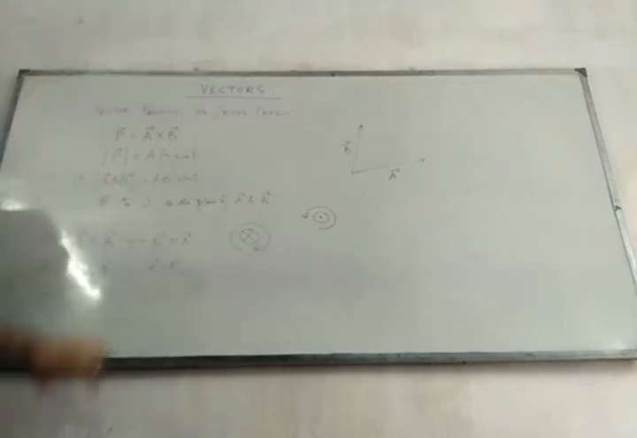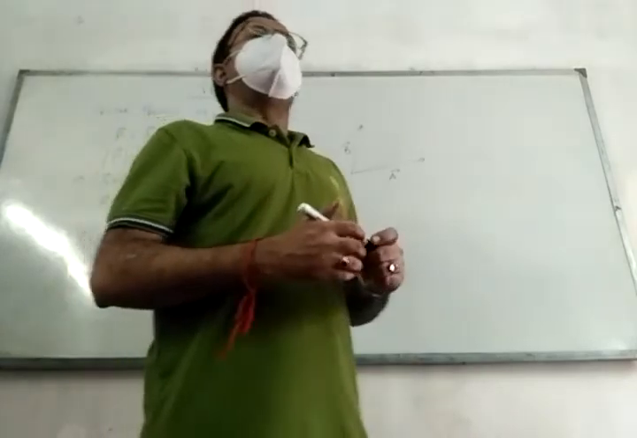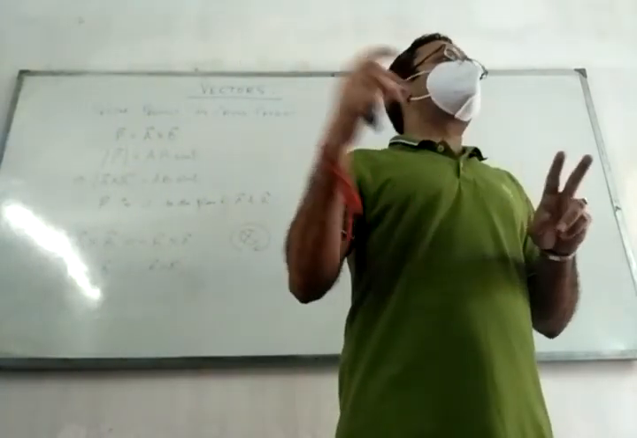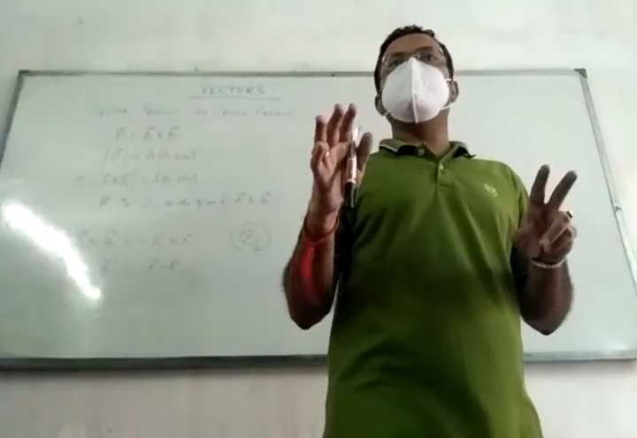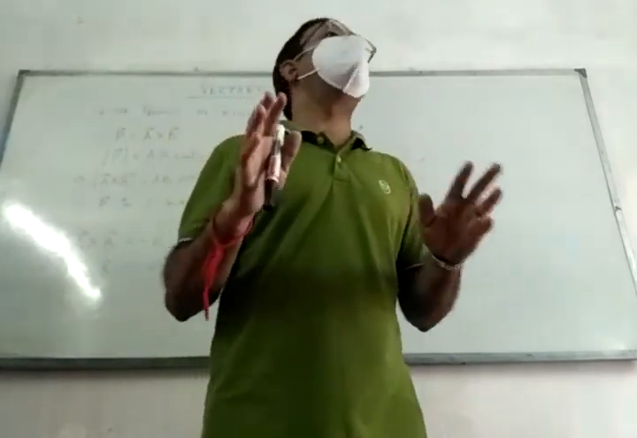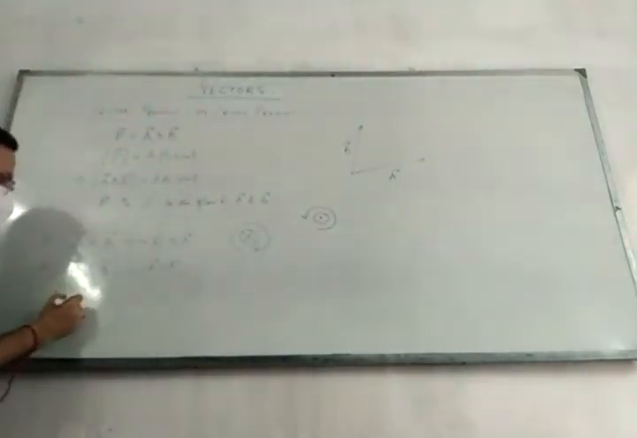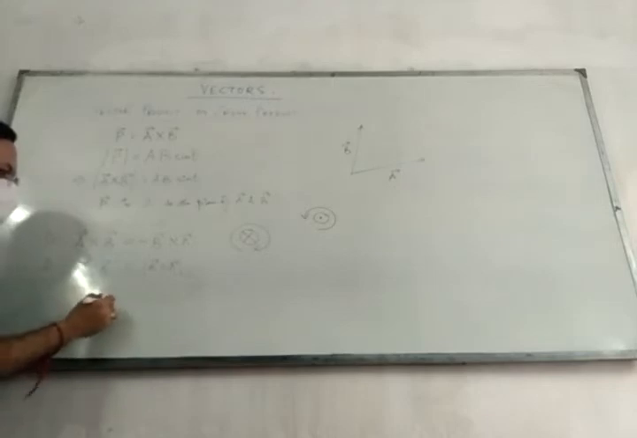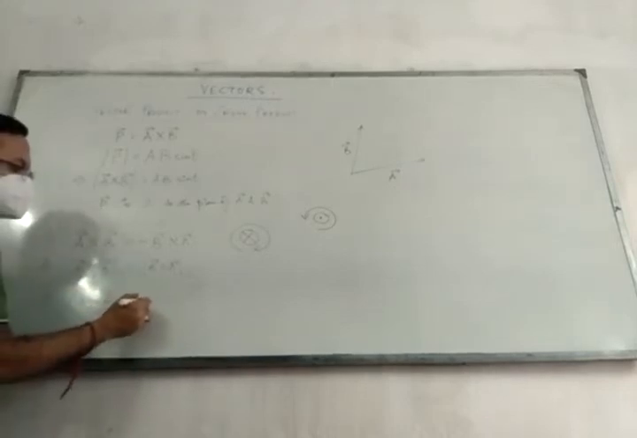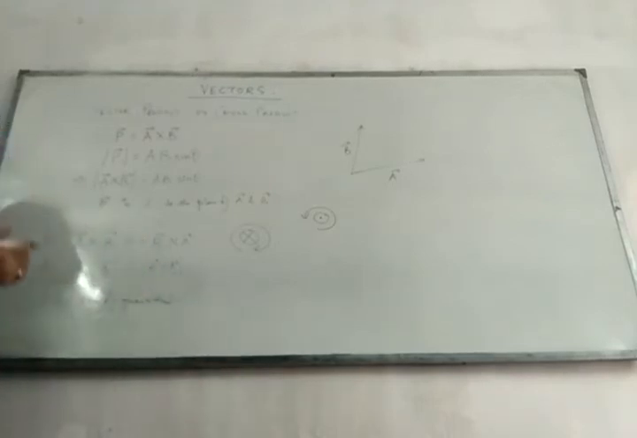What is the significance of cross product? Physical significance of cross product? If both A and B vectors denote distance or displacement, then the cross product gives the area of the parallelogram formed by them. Okay? So to find out the area of a quadrilateral, you can use cross product. Obviously we mean parallelogram.